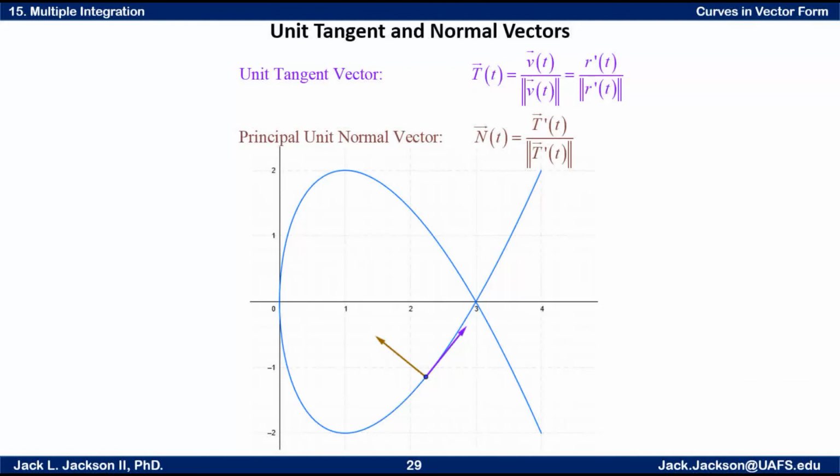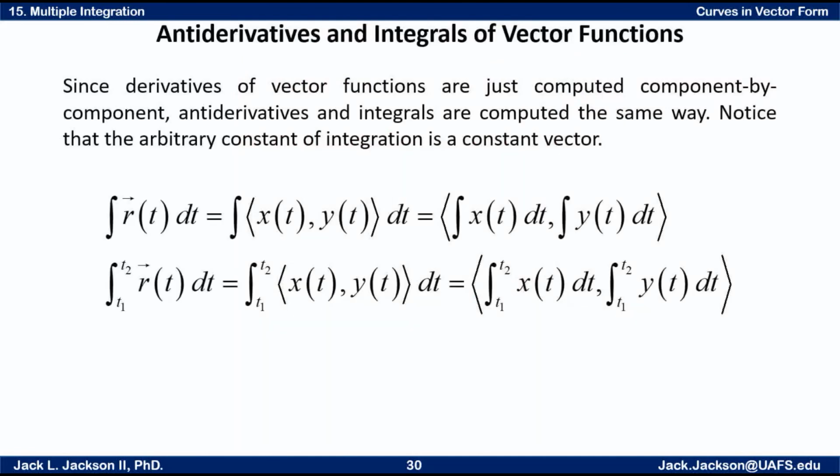Okay. All right. Finally, one final thing that I want to go over very quickly is that since derivatives of vector functions are just computed component by component, antiderivatives and integrals are going to be computed the same way. So notice that the arbitrary constant of integration, usually like plus C back in Cal 1, is going to be plus some constant vector. The plus C is a constant scalar, an arbitrary real number, in the Cal 1 functions that we integrated. So we got a family of antiderivatives, and the family of antiderivatives here, the plus C is going to be replaced by plus some C vector, some constant vector, but which is arbitrary.